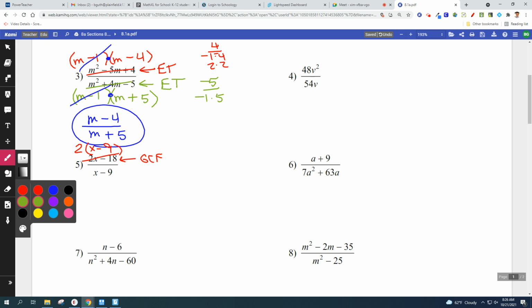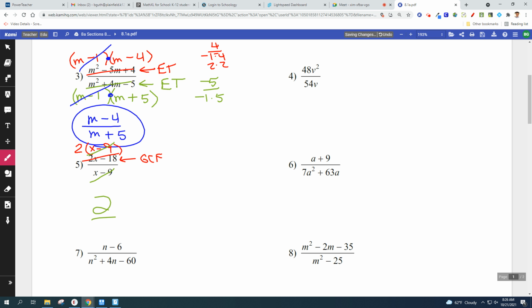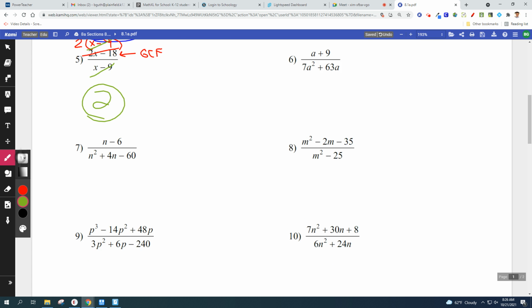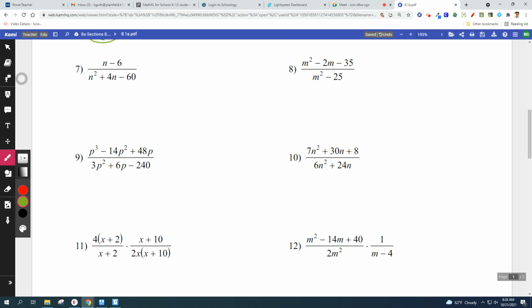Well, this one's pretty much done because I've got an x minus 9, which could completely cancel with that x minus 9 right there. All I've got left is a 2 on the top of a fraction. Now, you could say 2 over 1 if you want, but that's not necessary because 2 over 1 reduces to just 2. So we're trying to reduce. We're trying to get the smallest, simplest form of the answer, and that is 2. All right. Now we're rolling.